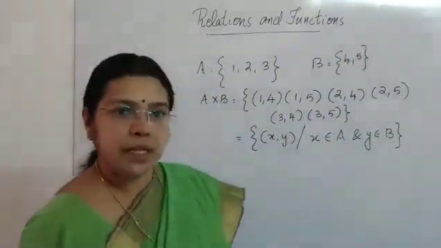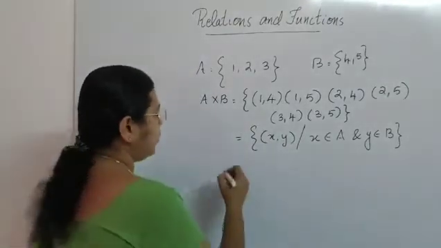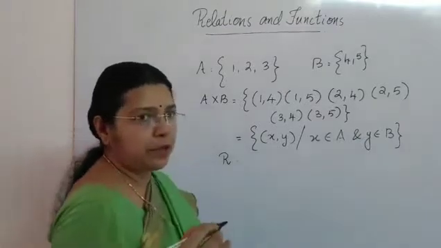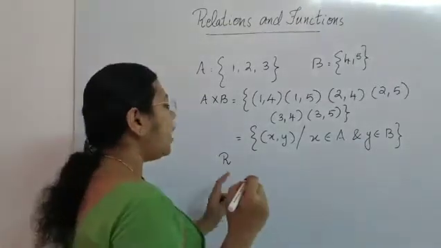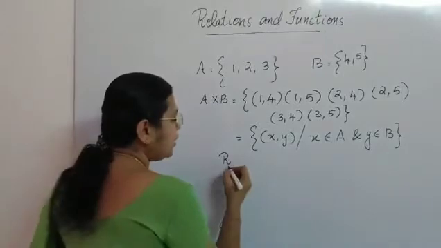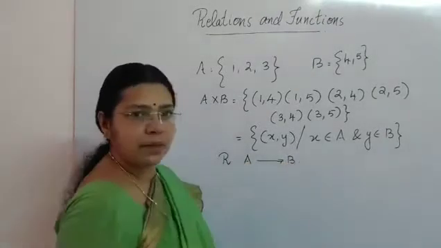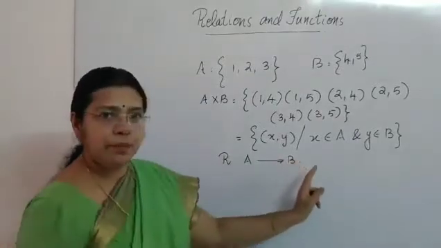Now, what is a relation? I am going to define a relation from A to B. How do I notate it? R is a relation from A to B. This is how I notate it.